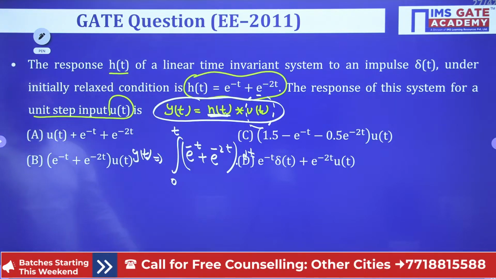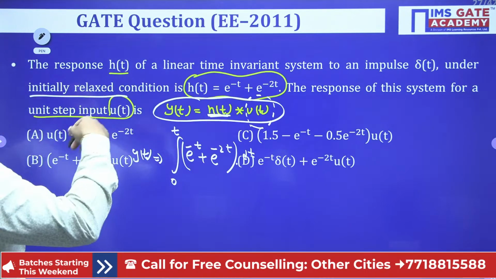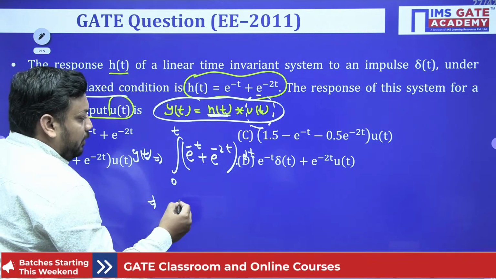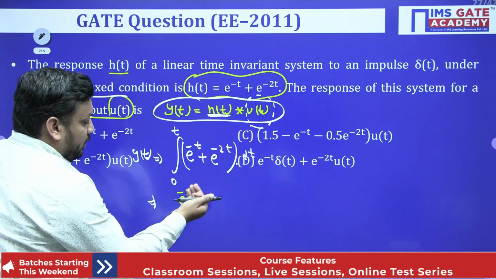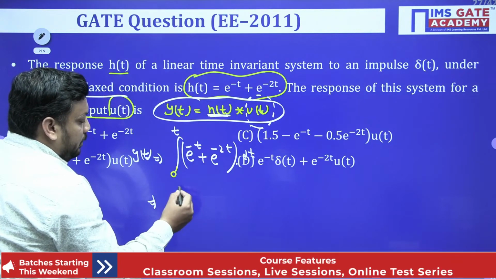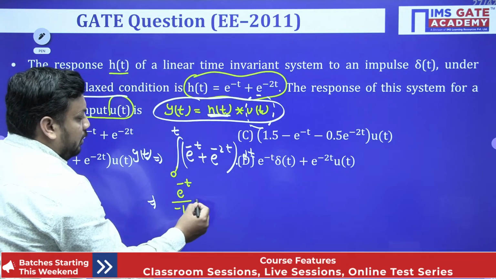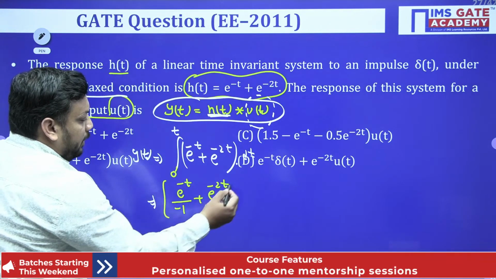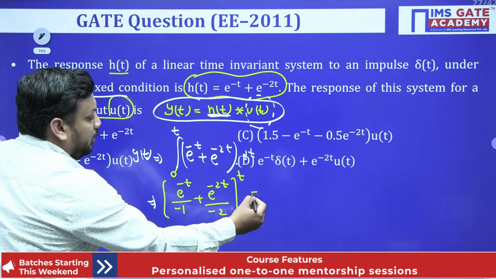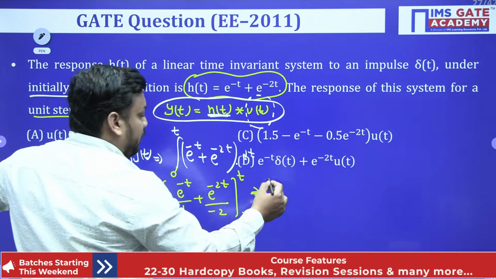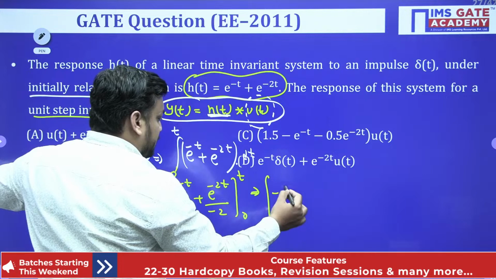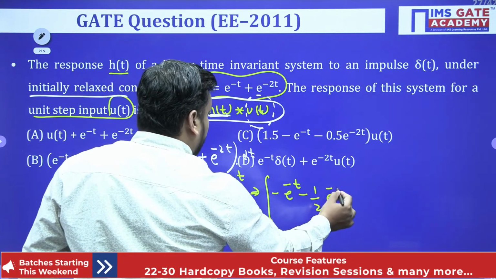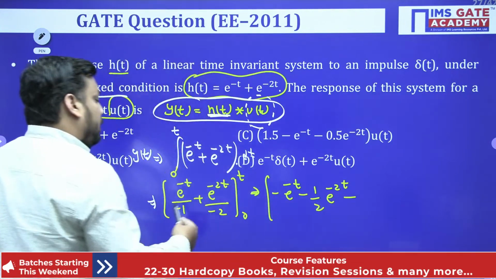Because it is given as an initially relaxed condition, it starts from 0 only. Now students, just apply the upper limit and lower limit, and you will get the answer. When you apply them, you get e to the power minus t upon minus 1 plus e to the power minus 2t upon minus 2, whole bracket from 0 to t. Applying the upper limit, you finally get minus e to the power minus t and minus 1 by 2 e to the power minus 2t, minus the lower limit.